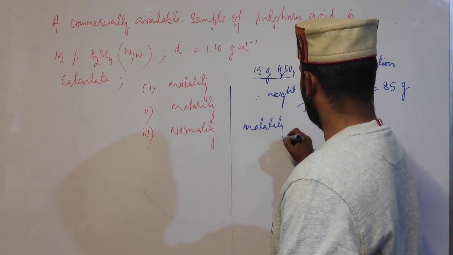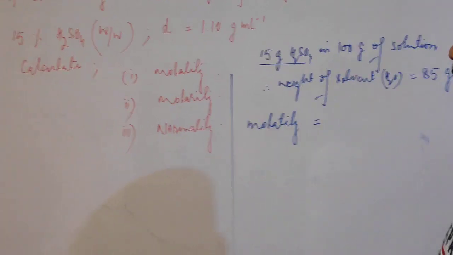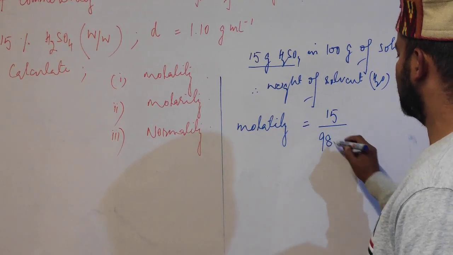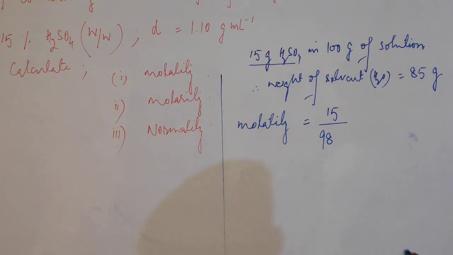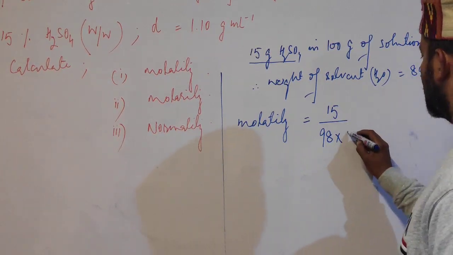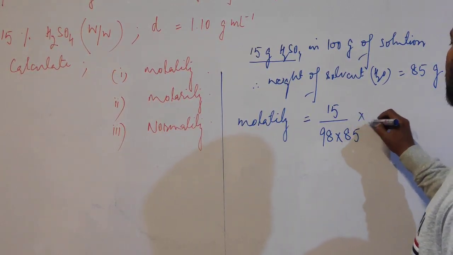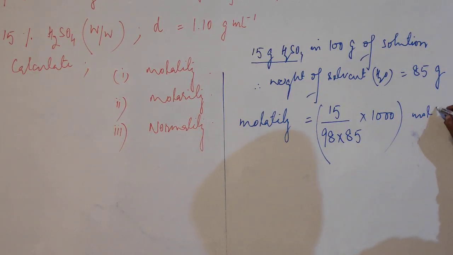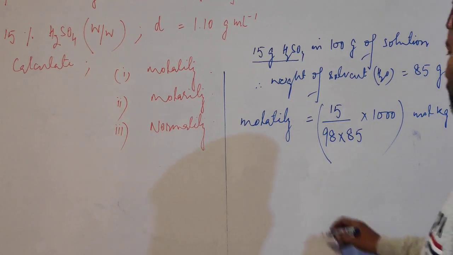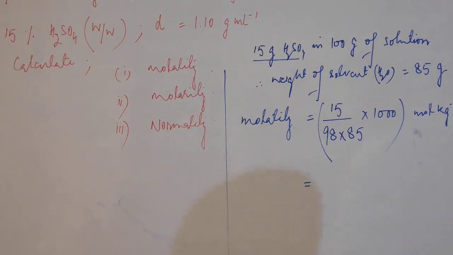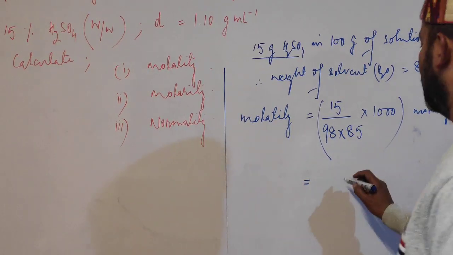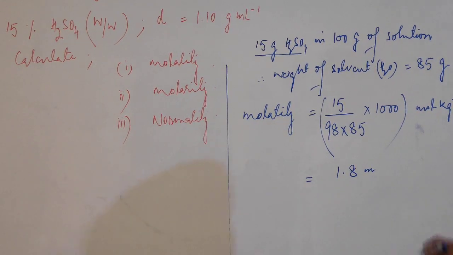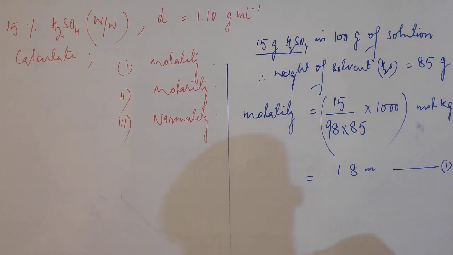So now students, what is molality? Molality क्या होता है? Number of moles of solute, and number of moles होगा weight of solute divided by molecular weight of solute, which is 98. Sulfuric acid का molecular weight 98 होता है. Weight of solvent, which is 85 into 1000. So this is molality. Unit is mole per kg. Now solving this, we get molality of this solution as 1.8 m. M means moles per kg. So this is our first part, that is molality.